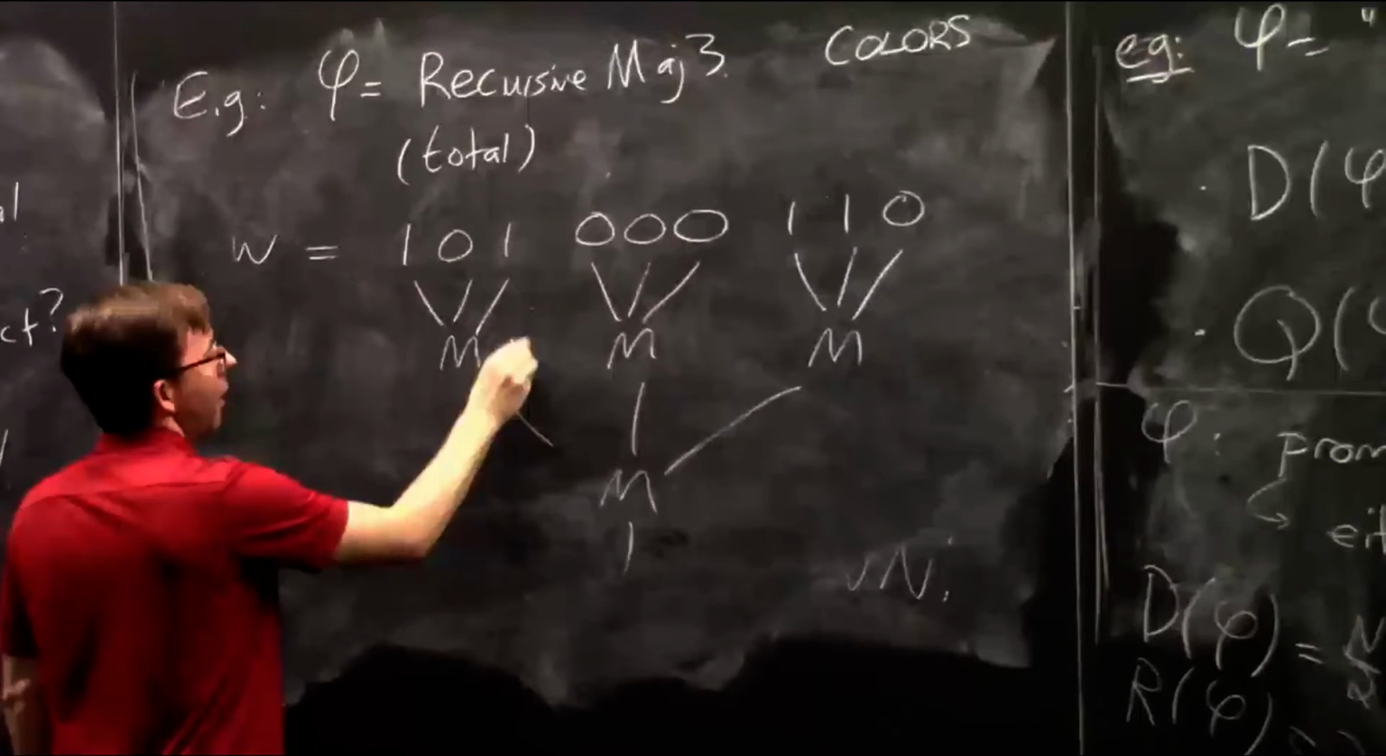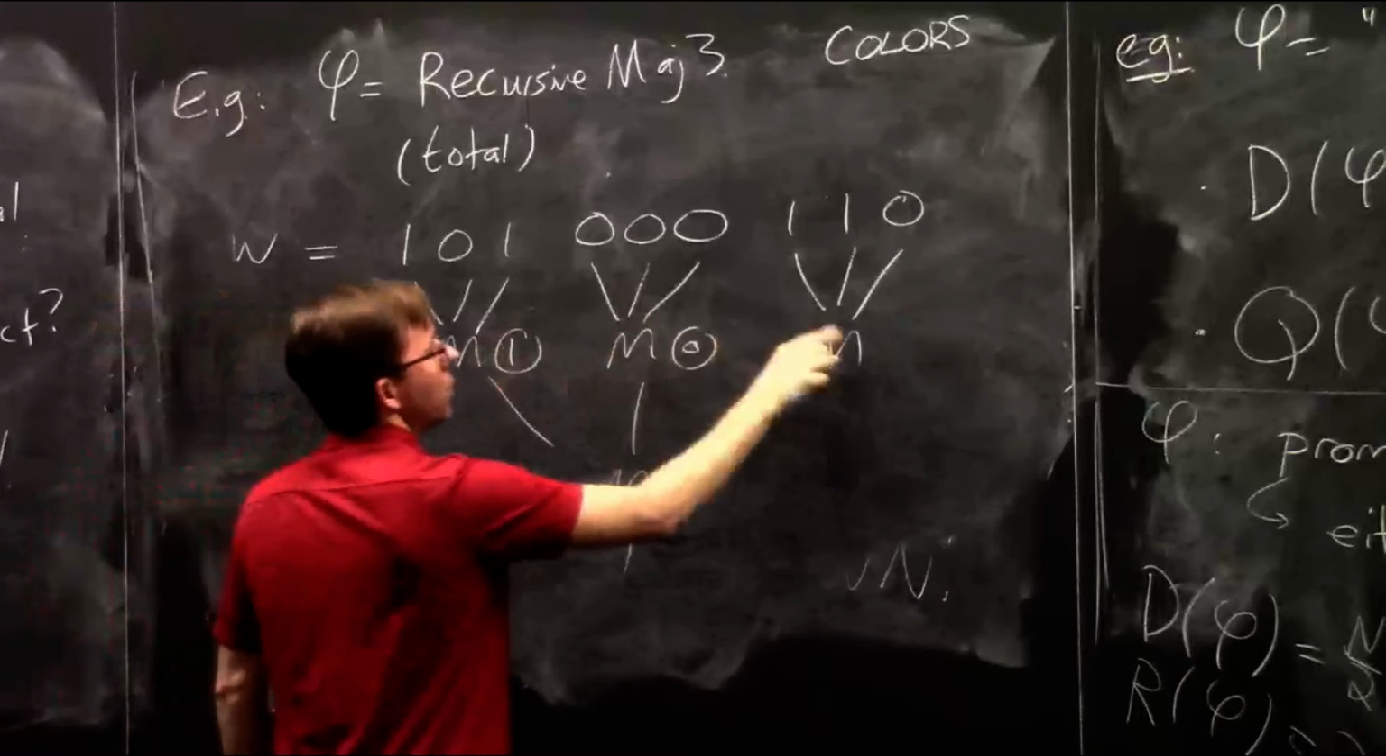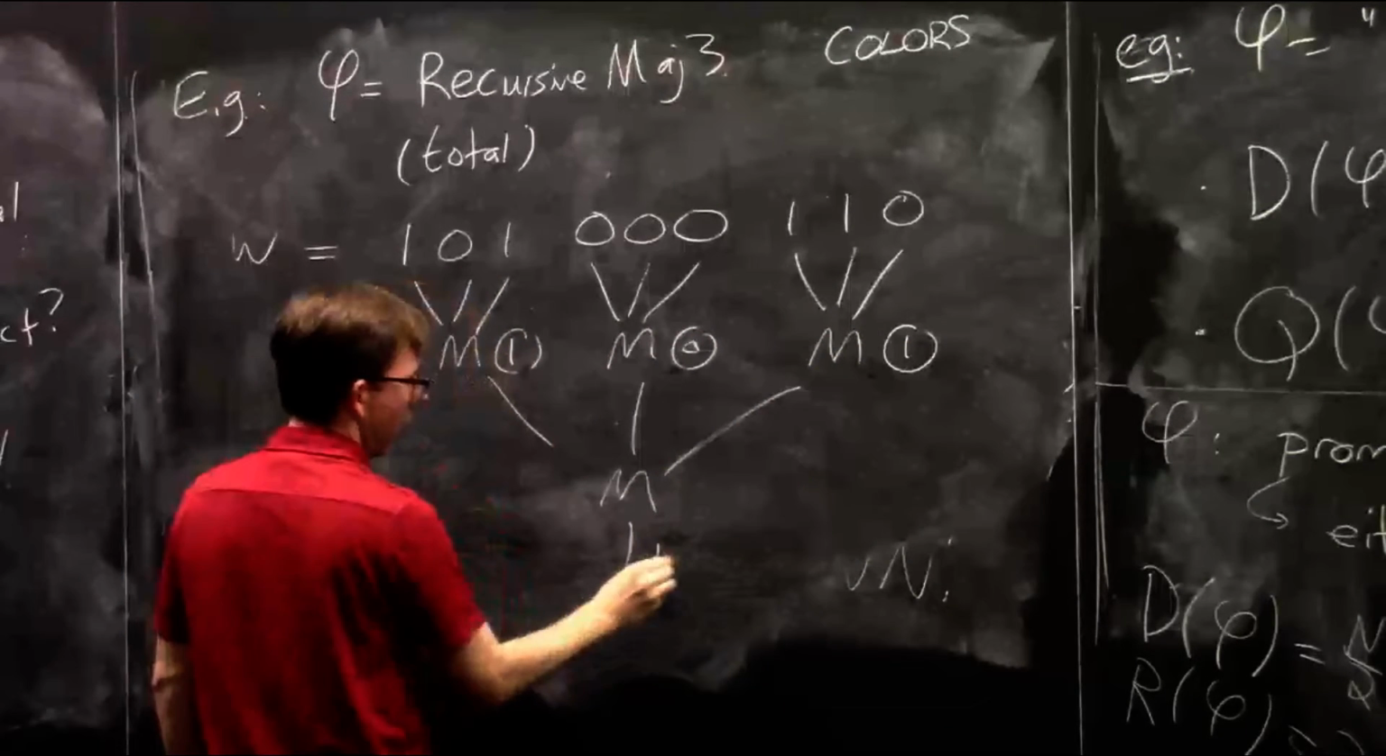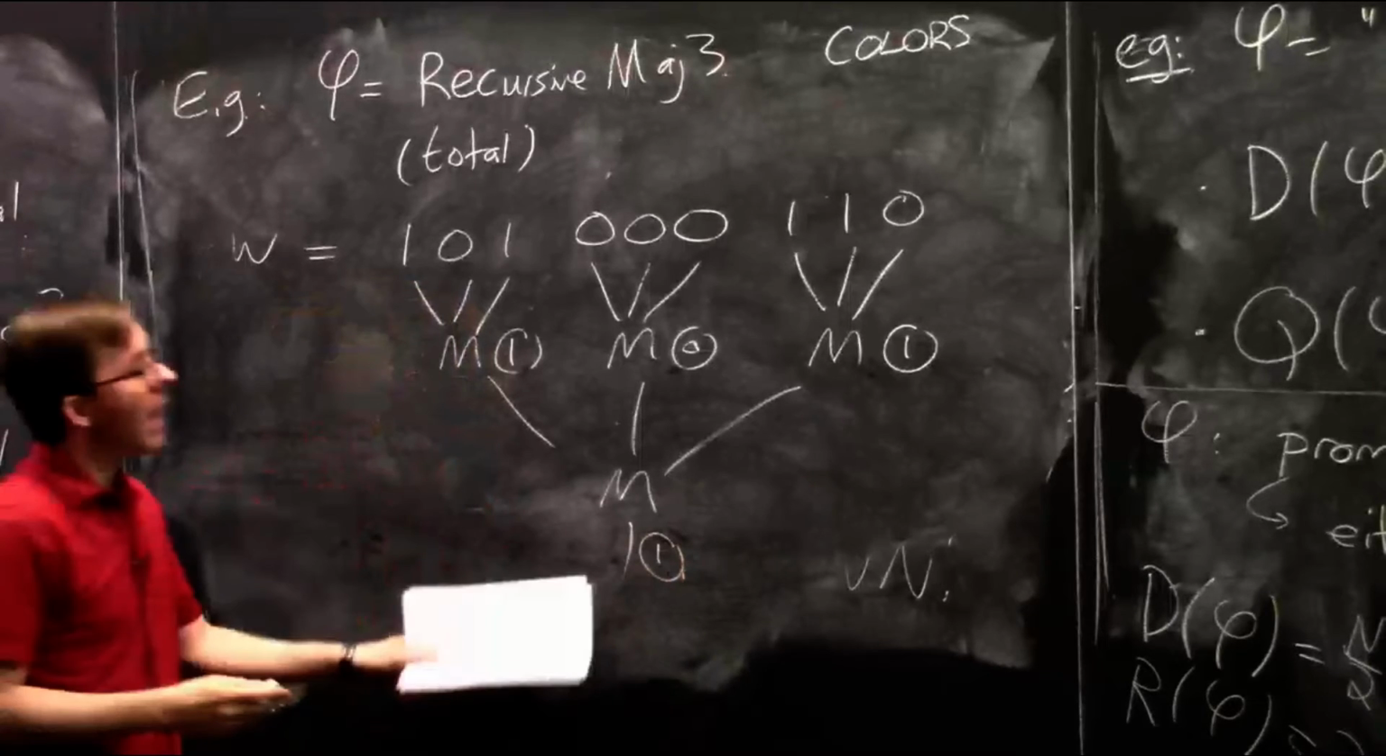So here the majority is 1. Here the majority is 0. Here the majority is 1. And now here the majority of 1, 0, and 1 is 1. So this is the answer.